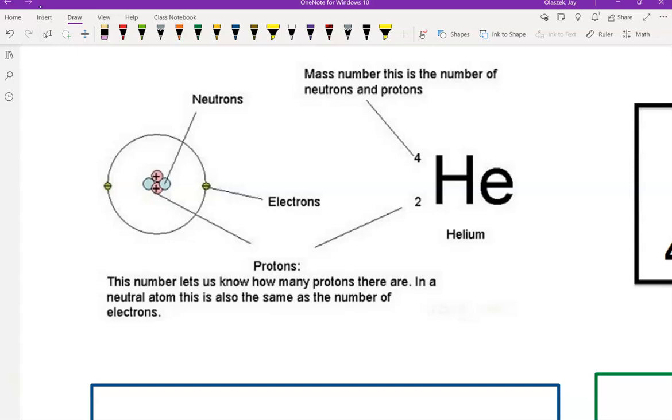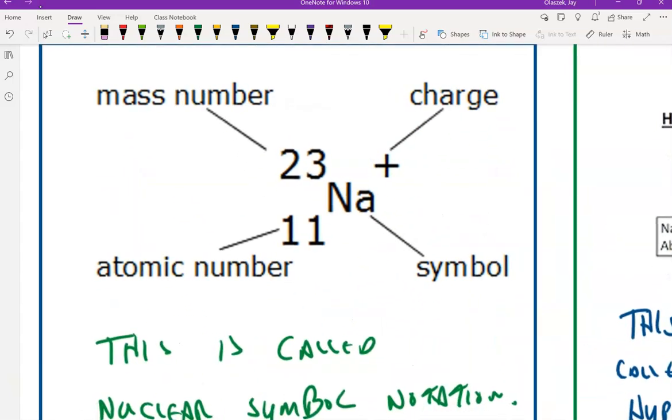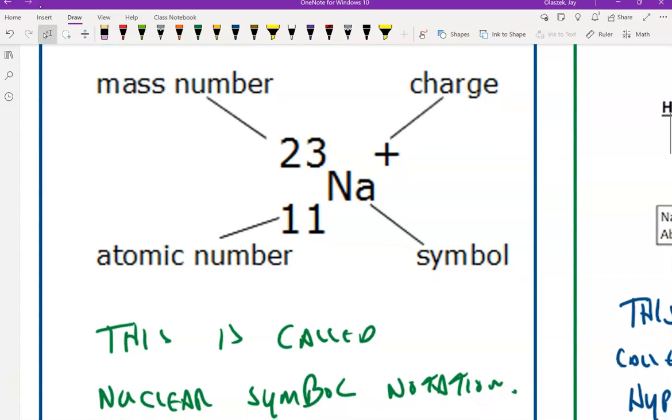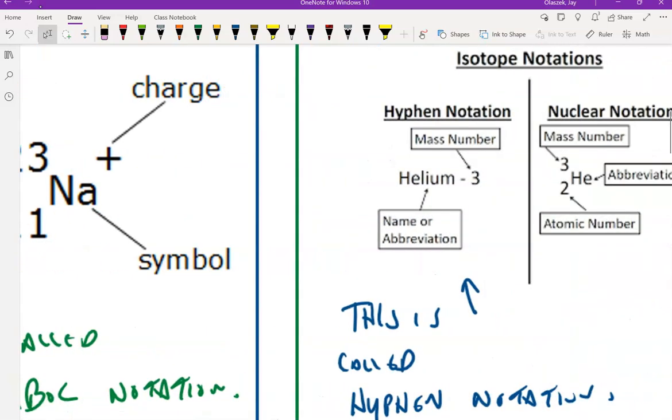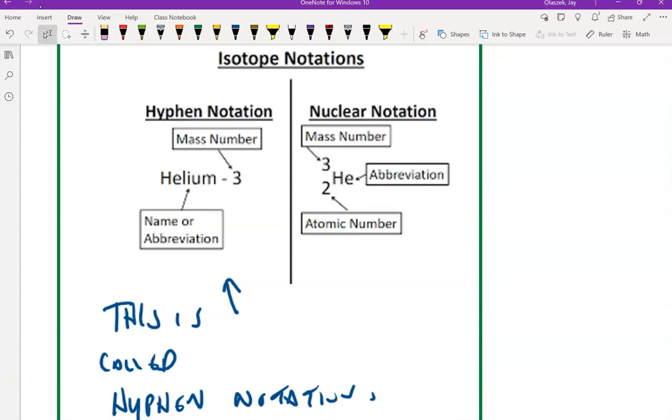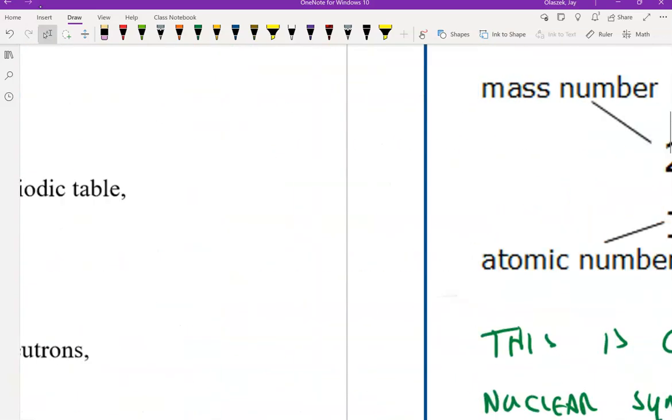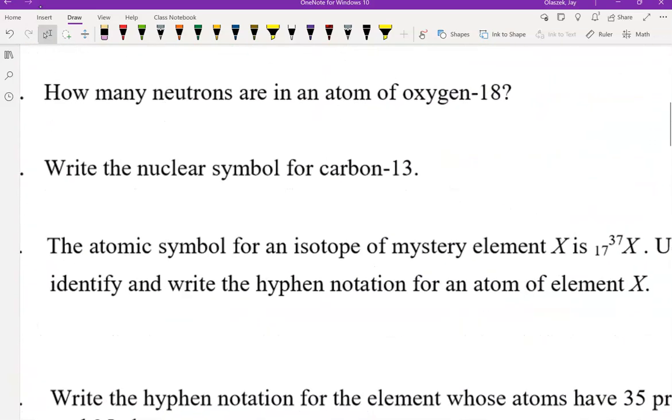All right, we've got 2 systems for indicating these properties of a particular element. This is called nuclear symbol notation. We put the atomic number on the bottom, we put the atomic mass on the top, and we'll indicate any charge an atom might have with a superscript. A charge of +1 or +2 means it has lost 1 or 2 electrons. If it has a charge of -1 or -2, it's gained an appropriate number of electrons. And if we're dealing with hyphen notation, we're simply going to indicate the name of the element followed by its atomic mass. So let's try a couple of these and see how they work.